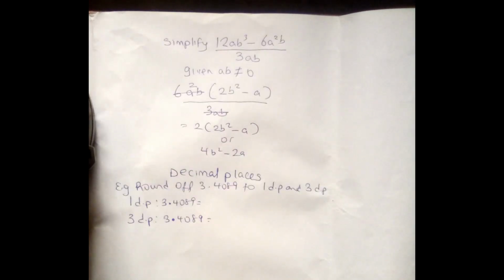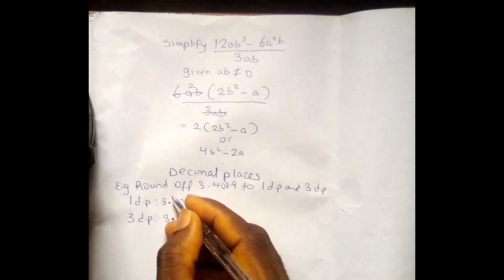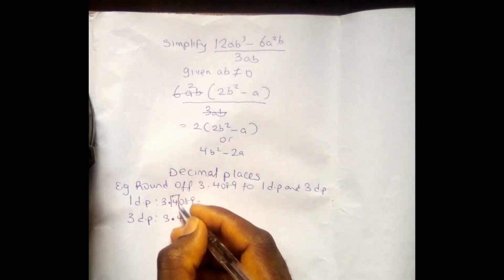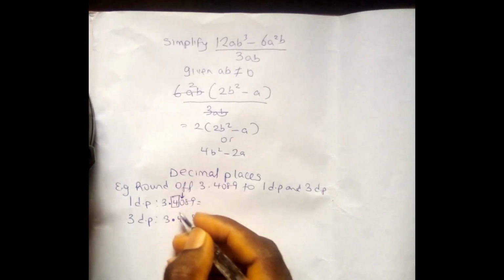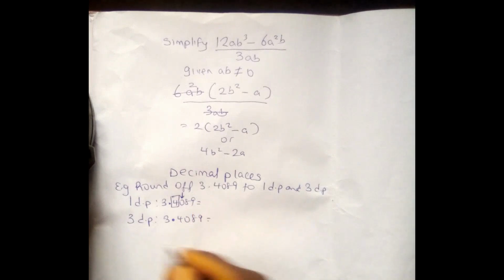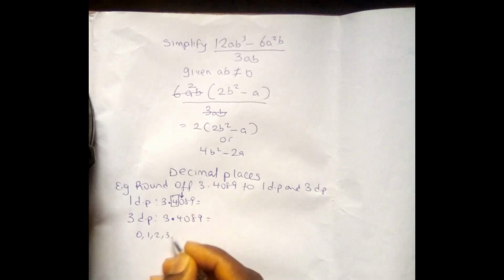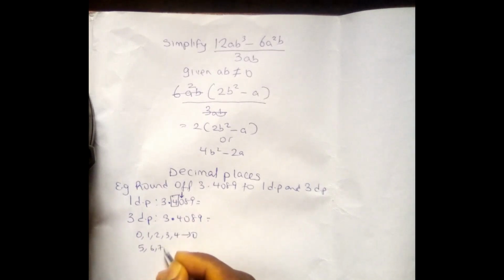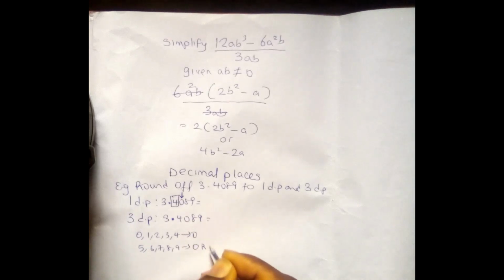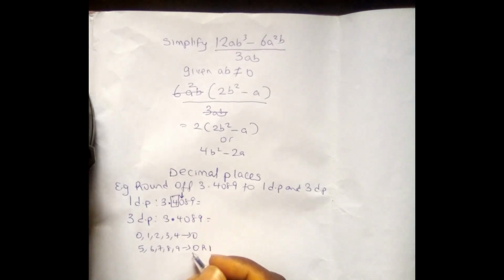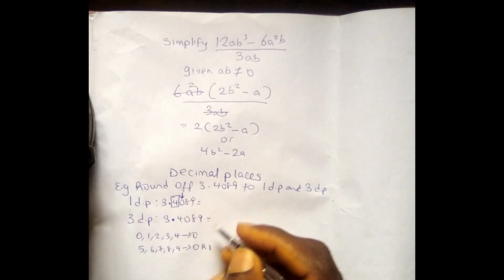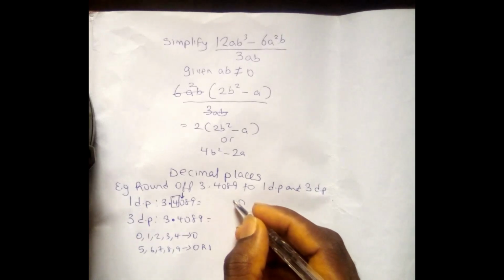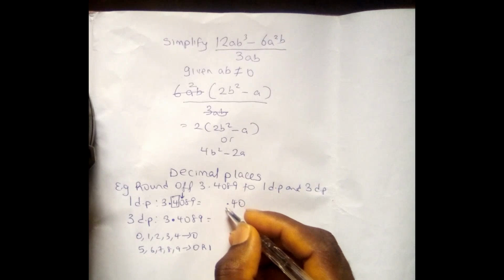So we have to round this to 1 and 3 decimal places. When you say 1 decimal place, you are focusing on the first number after the decimal point. And what will make this number change depends on the number directly beside it. We have the range of numbers 0, 1, 2, 3, 4. Numbers like this round down to 0. While numbers from 5, 6, 7, 8, 9 round up, and you add 1 to the next number on the left. Let's bring it here. 0 falls in this category, so it is rounded to 0. 4 remains the same, and 3 remains the same.